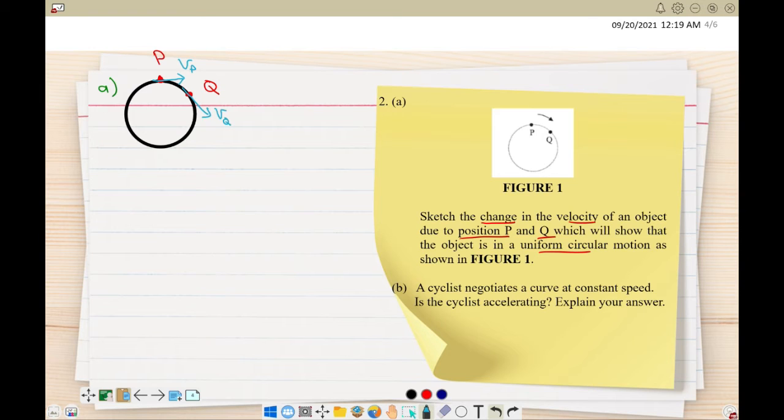Okay. And now, you need to show this object is moving in uniform circular motion. And this is the center of the circle. Okay, the center of the circle. And for your information, everything dia adalah sebenarnya perpendicular. Okay, perpendicular. Ini perpendicular. That's why the velocity adalah tangent. Dia 90 degrees macam tu.